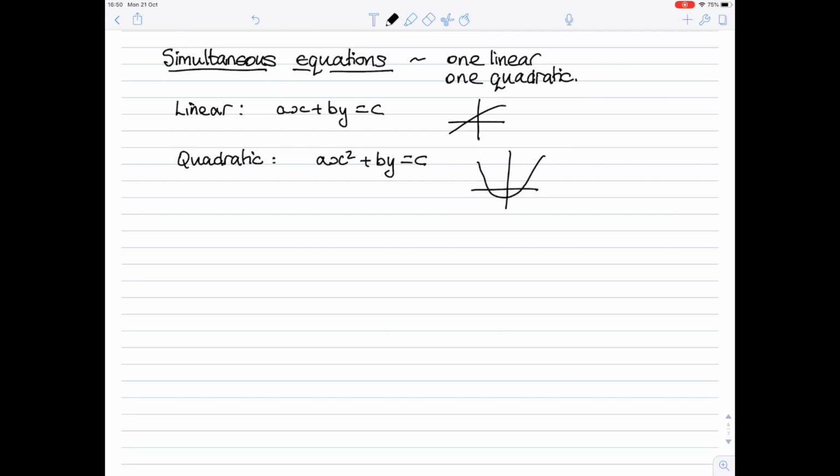Now, if you think about it, if you have a curve and a straight line on the same graph, then they will generally cross in two places. So when you are trying to solve a pair of equations where one is linear and one is quadratic, you usually get two pairs of values. One pair of x and y values, for example, would give you that point, and the other pair of x and y values would give you that point.